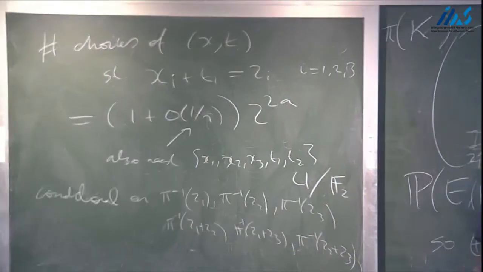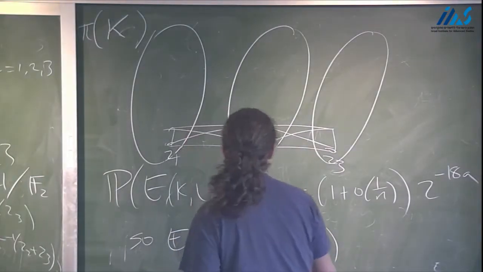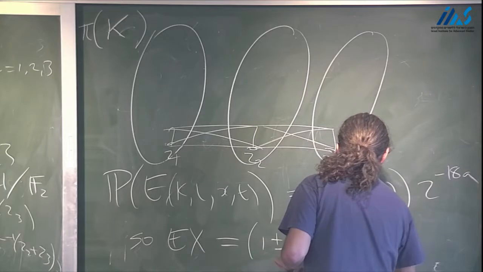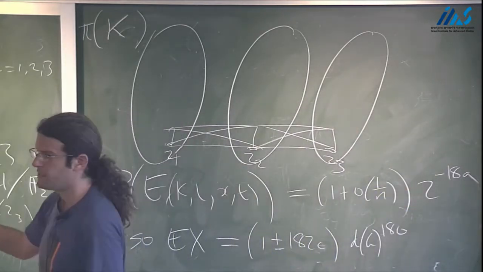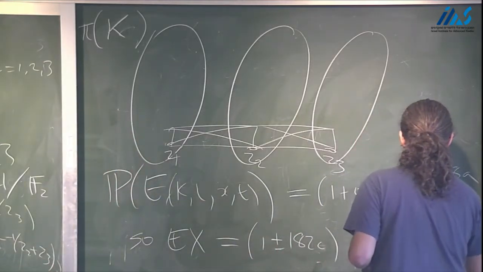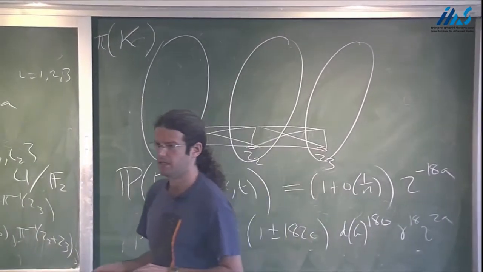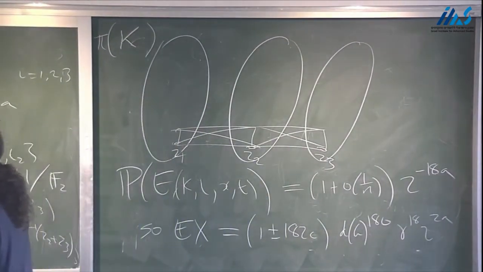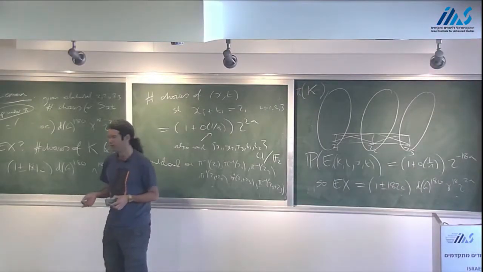Say 1 plus or minus. So I've got this density term, and this 2 to the minus 18a goes with the n to the 18 to give me a gamma to the 18. And then I have a 2 to the 2a. Okay, so this is the expected value. So now I want to apply Azuma's inequality to get concentration.